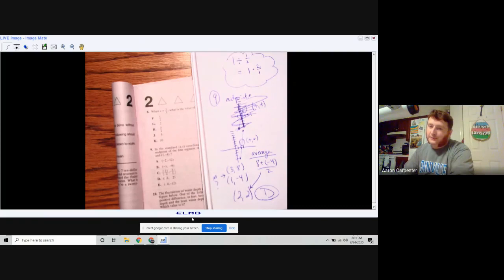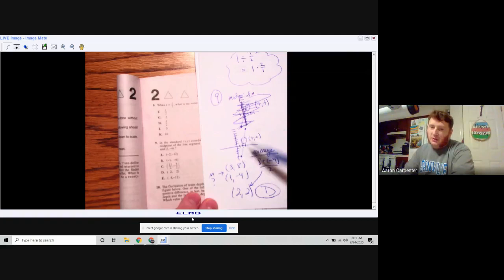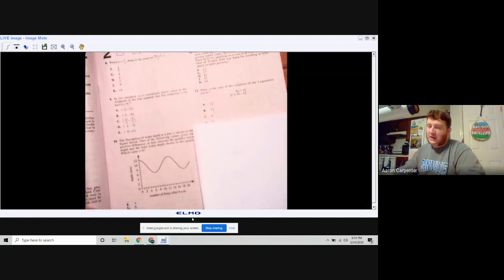I think on the ACT, it's pretty common, especially this early in the test, that you can get it just by thinking about, well, I know the middle of 1 and 3 is 2. And that gets you down to one or two choices, and maybe thinking about the coordinate plane eliminates one of the other choices as well. All right, last problem for right now, number 10.